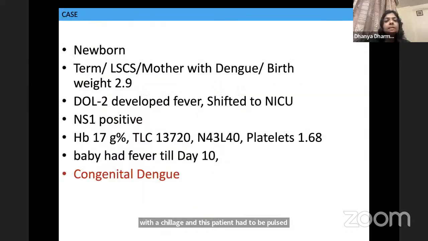Regarding congenital dengue, we had a newborn. The mother had dengue. This baby developed fever on the 2nd day of birth, and NS1 was positive. And this baby had fever till the 10th day, and did not have any major complication.